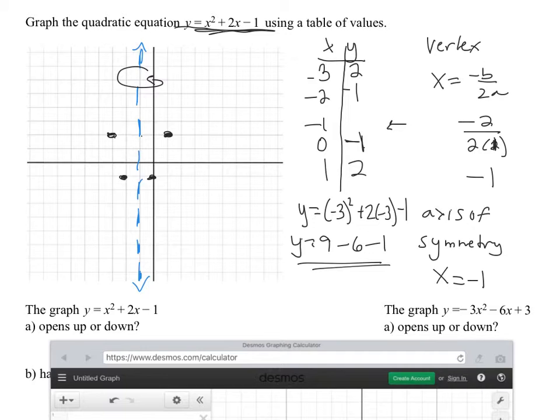And then if I put in negative 1, I get 1 minus 2, which is negative 2. Negative 2 minus 1 is negative 3. So that's my vertex. My whole vertex is negative 1, negative 3. And again, I'm just finding these y values by plugging them into the equation. So I'll connect my points, and I get a parabola. Okay.